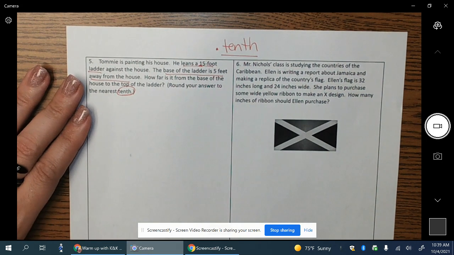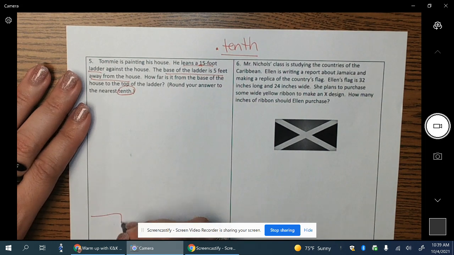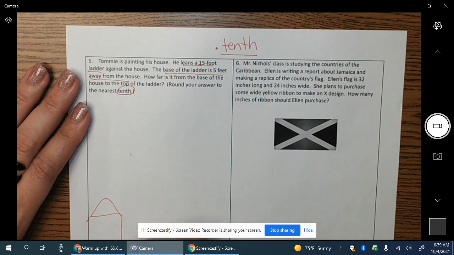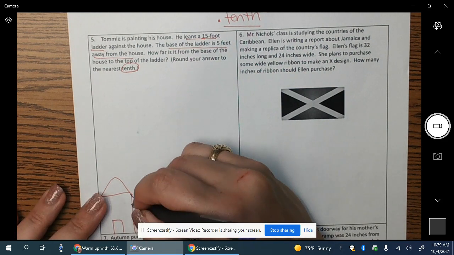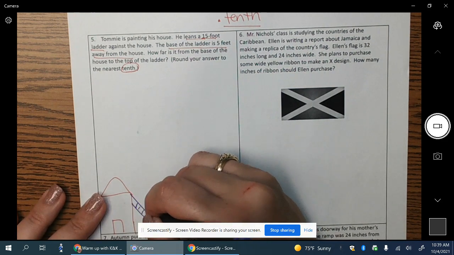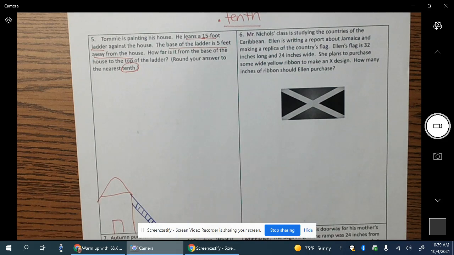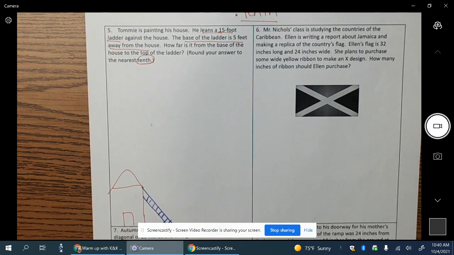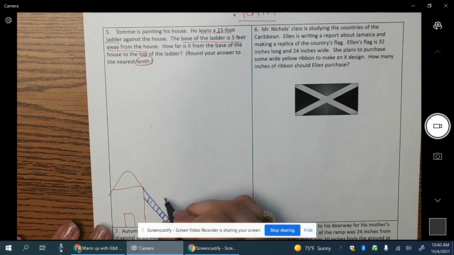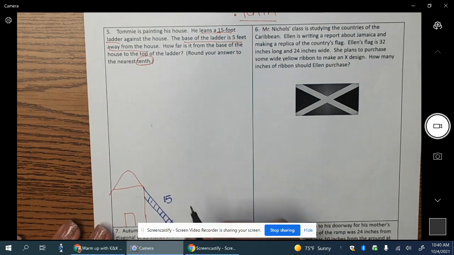So the first thing I need to do is to draw a picture. Here's my house. Okay, it says a ladder is leaning against my house, so draw a ladder. What do we know about that ladder? It's 15 feet. Thank you, Aaron. 15 feet.